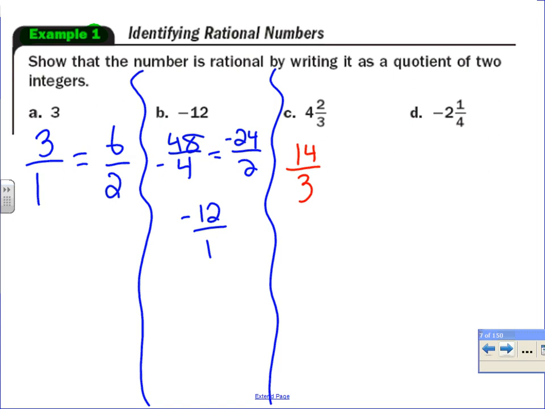What's another one for letter C? Matt, what's another one? Good. 28/6. Okay, Adam, what's up? It's repeating. It's rational. 2/3 is 0.6 repeating. That's okay. It's a good review of rational numbers.